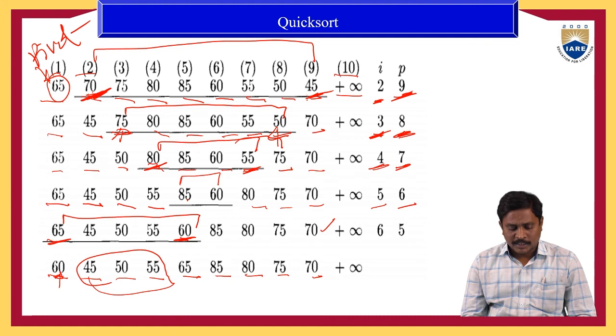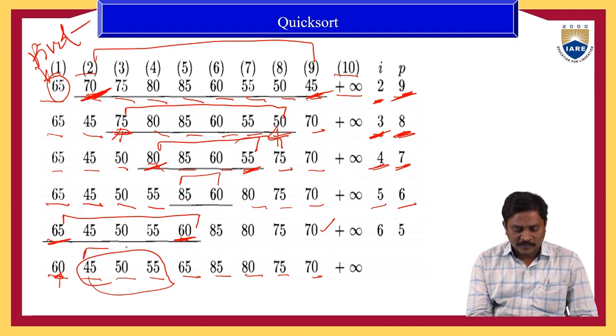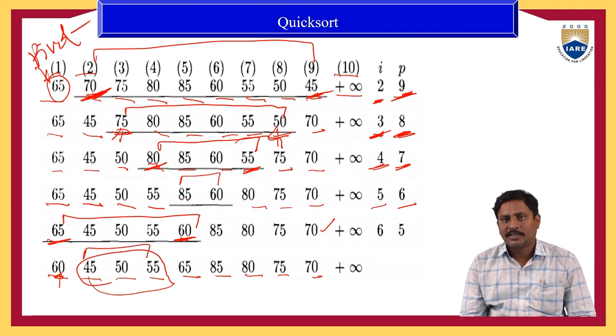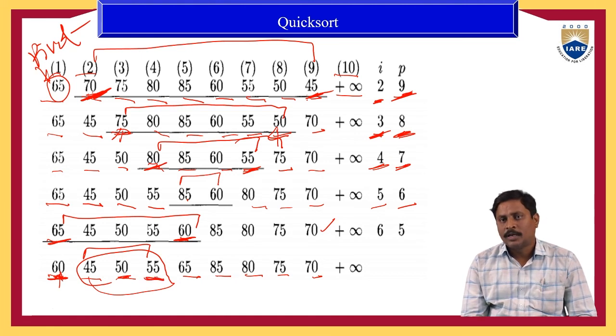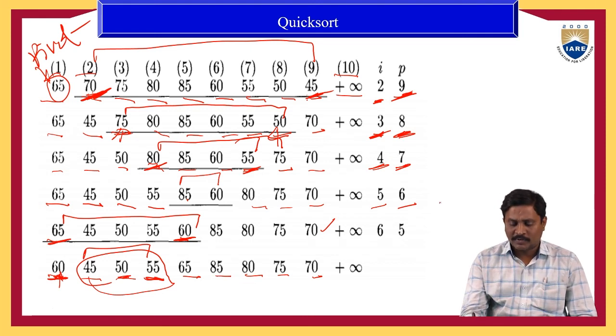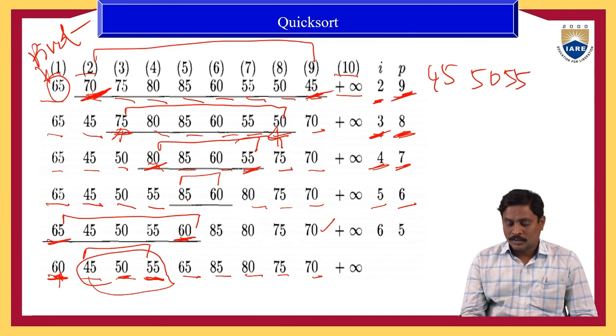Now compare 45 with 55. 45 less than 55? Yes. Next I value increases, J value decreases. 50 less than 55? Yes. Now the pivot element is compared with the highest position value in the left subarray, that is 55. 60 less than 55? No, we interchange that value. So now we get the values as 45, 50, 55, 60.